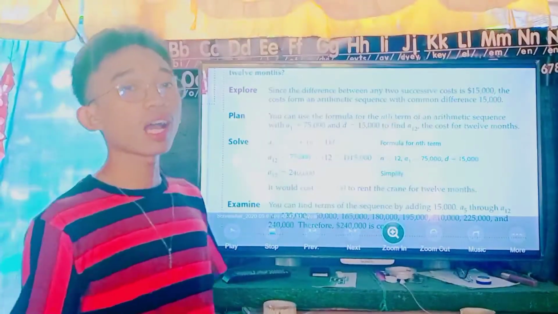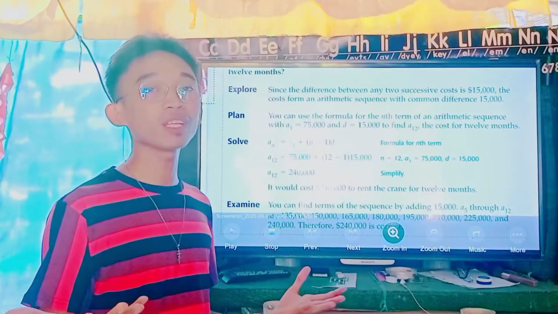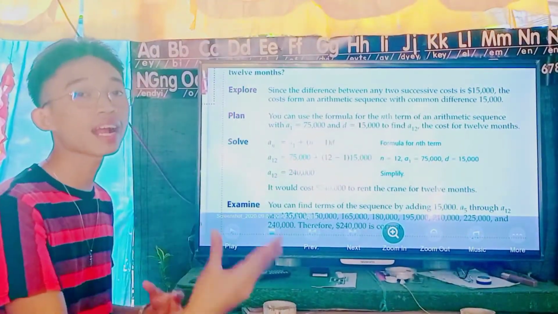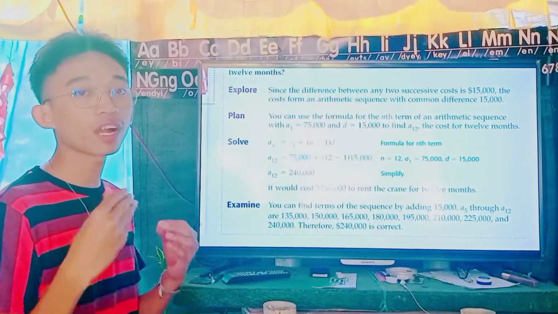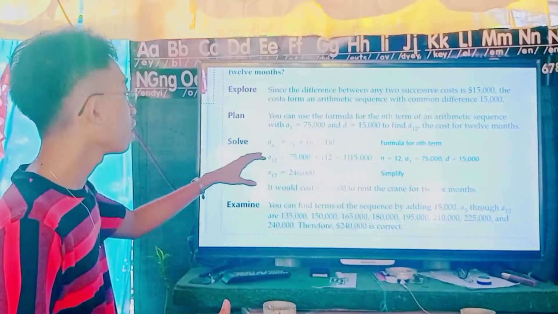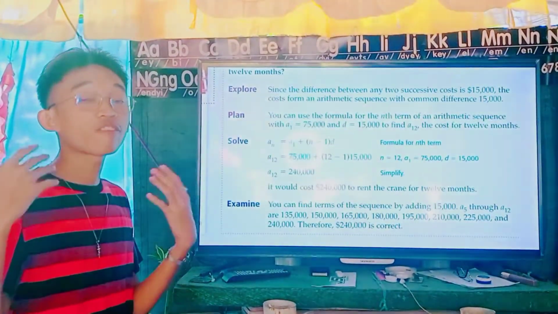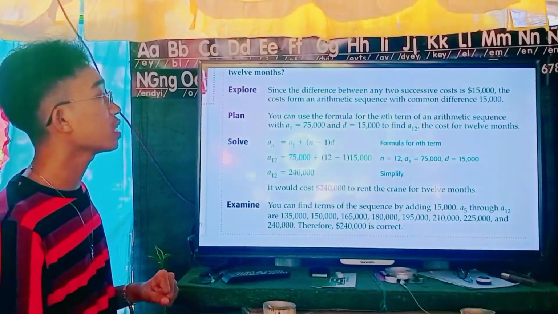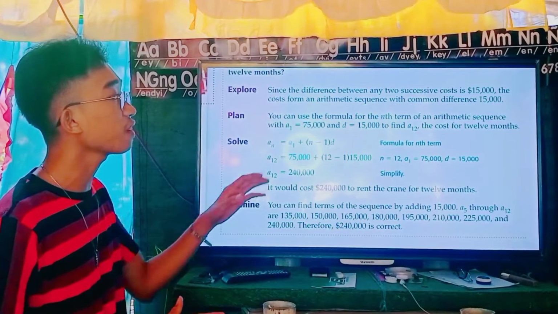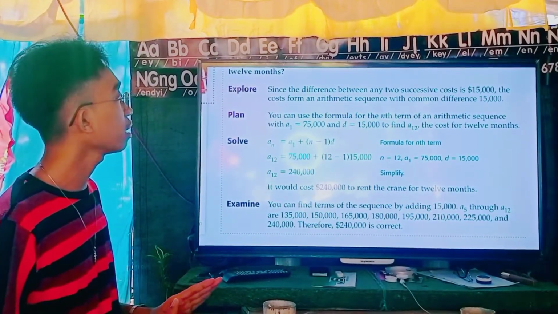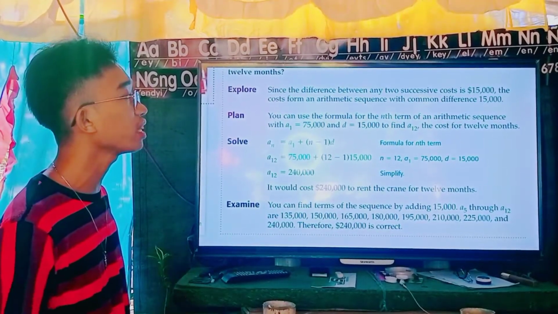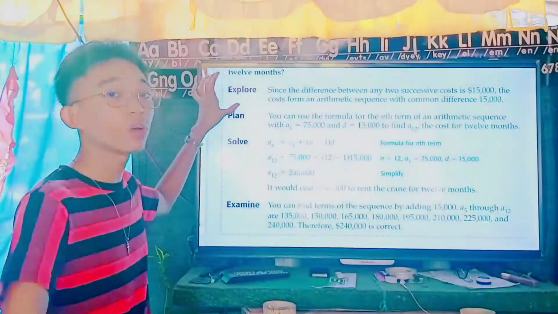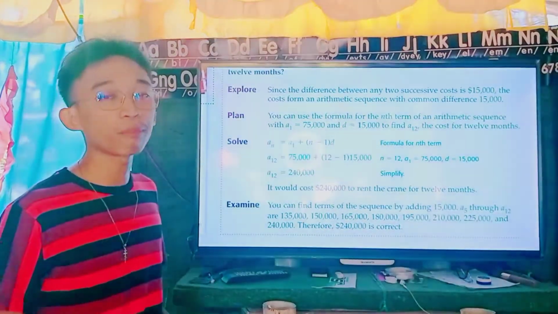A while ago, we were not using the formula, but just the simple method of adding or subtracting the terms to get the answer. Here, there is a formula for you to calculate the correct answer. Since the difference between any two successive costs is $15,000, the costs form an arithmetic sequence with common difference 15,000. It is already given, guys. It is our example here.